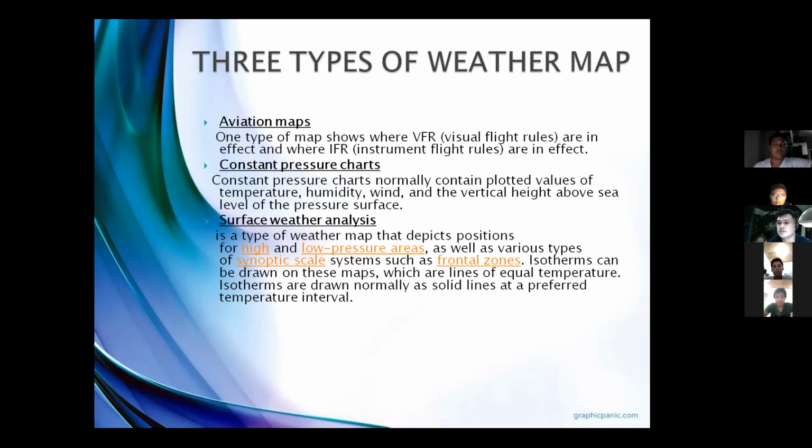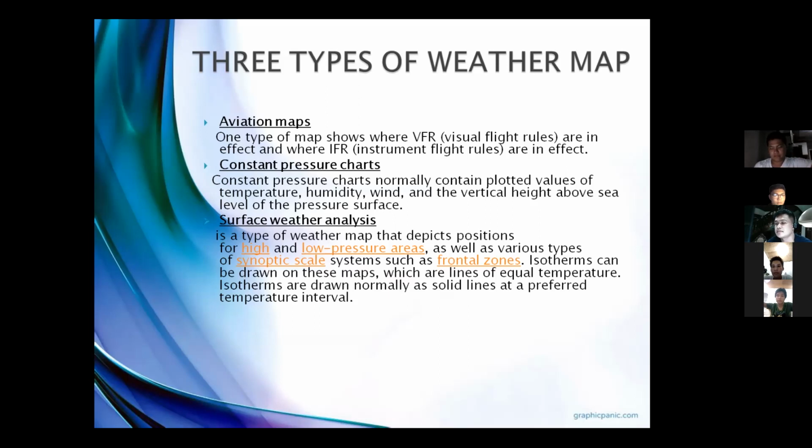Last is the surface weather analysis. It is a type of weather map that depicts the position of high and low pressure. It shows where the high and low pressure are, as well as the various types of synoptic scale systems such as frontal zones. When you say frontal zones, it is an area, a cold area. Isotherms can be drawn on these maps, which are lines of equal temperature. Isotherms are drawn normally as solid lines at a preferred temperature interval.